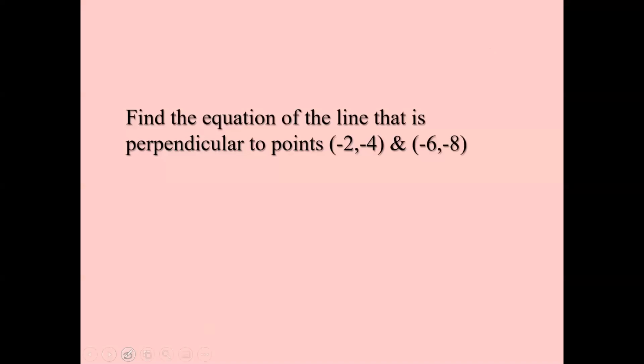Okay, so let's take a look at this. If you're going to look for the equation, which is y equals mx plus b, you first need to find the slope, and you know your slope is perpendicular to these 2 points. So let's go ahead and find the slope first. So I'll have -8 plus 4, because minus -4 is going to be a plus 4, over -6 minus -2, which is a plus. So you're going to have a -4 over -4, which is going to give you a positive 1.